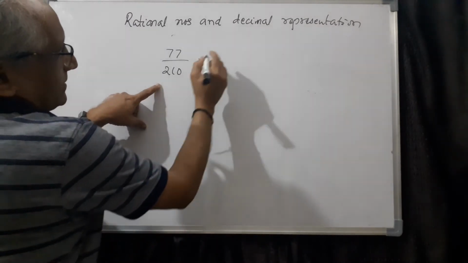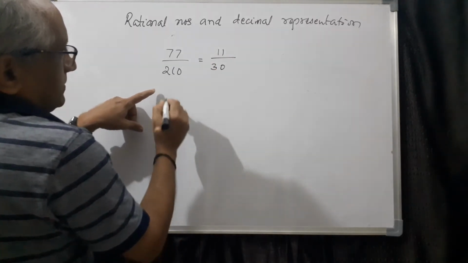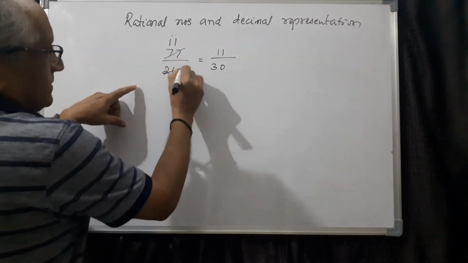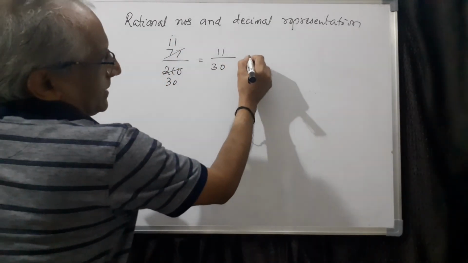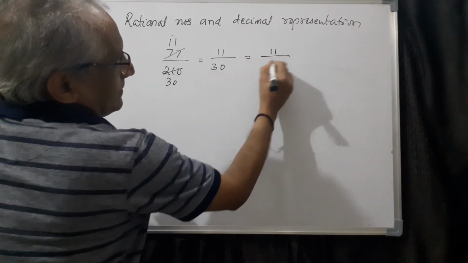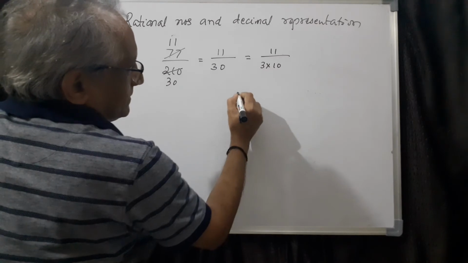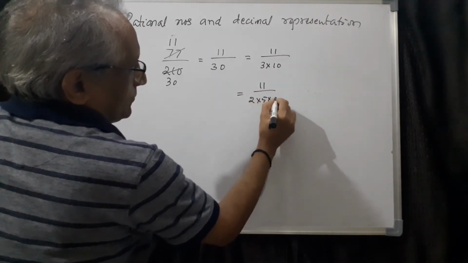Here also what you can do is 11 divided by 7 times... you can cancel 7. 7 ones are 7, and here 7 threes are 21. So it is 11 by 30. But this you can write as 11 by 3 into 10 actually. But this can be written as 11 by 2 into 5 into 3.